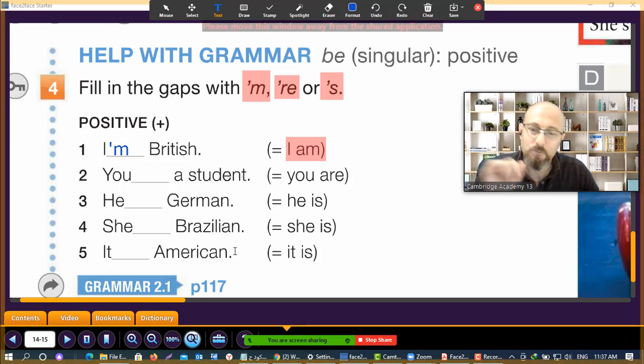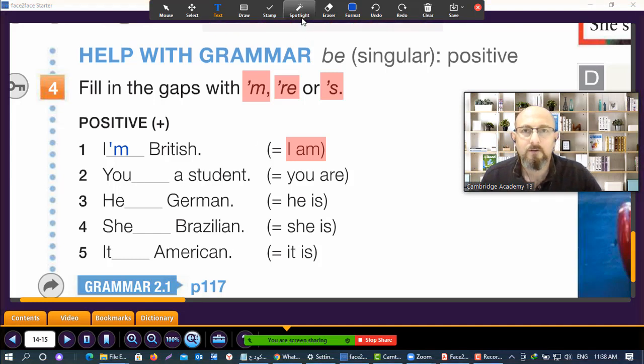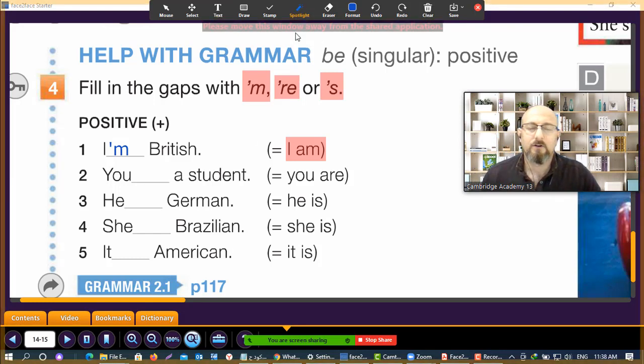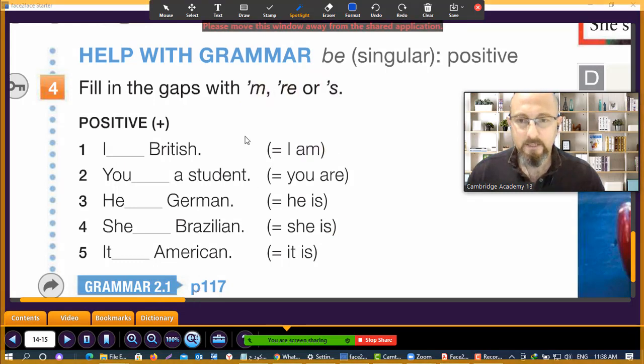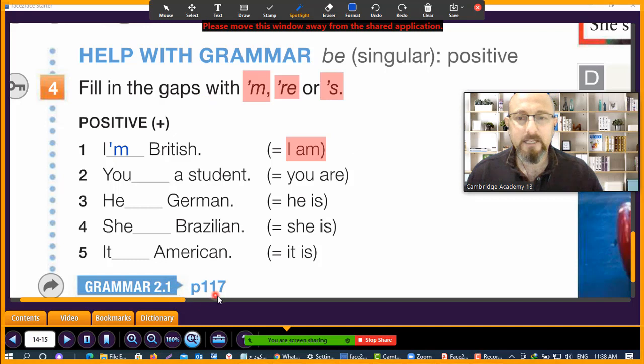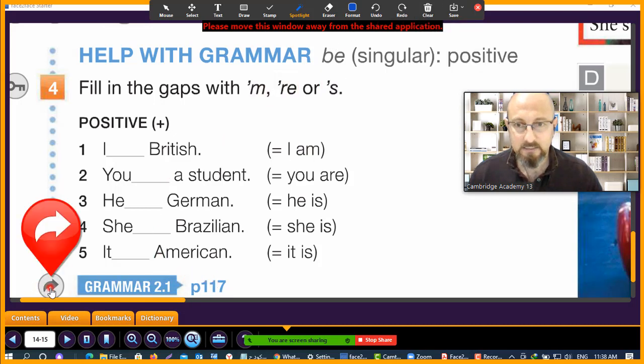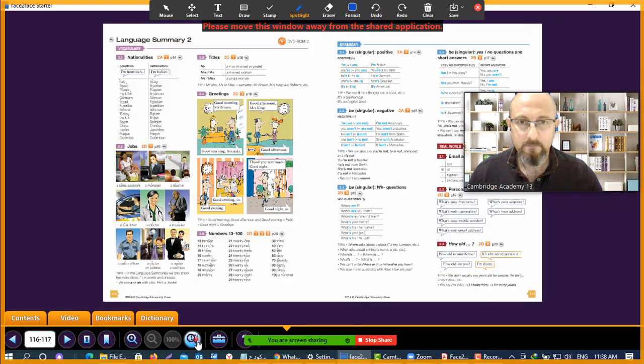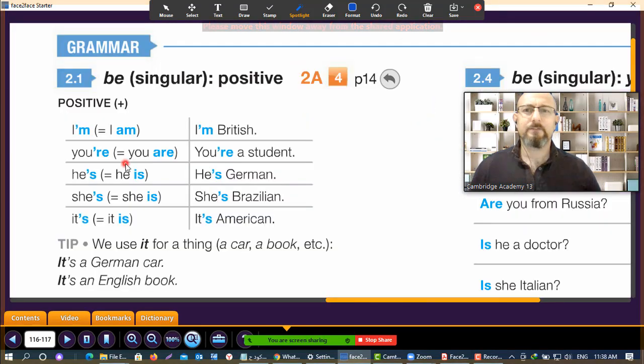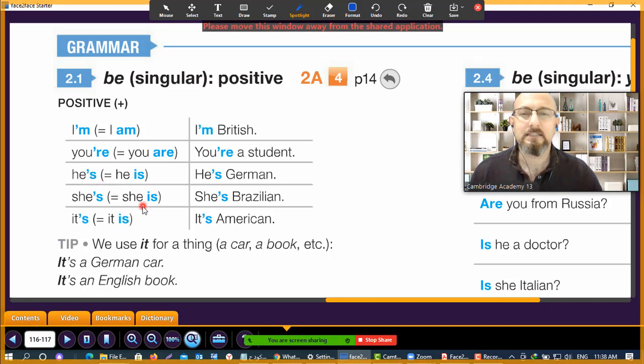Now 2, 3, 4, and 5. Write for one minute. We check together. Finish, guys? Yes. Okay. Here, this is the grammar. On page 117, grammar 2.1, we have the answer. So we go to page 117, grammar 2.1. Here we have the answer. We say, I am, I'm. You are, you're. He is, he's. She is, she's. It is, it's.